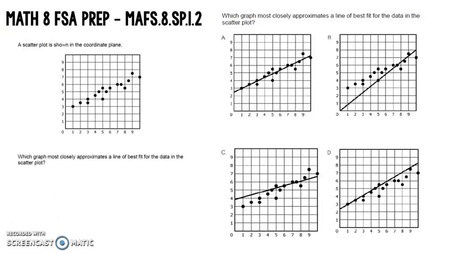All right, let's look at another one here. Which graph most closely approximates a line of best fit for this data? Which one? So if you're looking at this data, again, I'm going to want to say A. Because if I were to draw this line of best fit, it should encompass as many points as possible. Some above, some below, so I would say A.